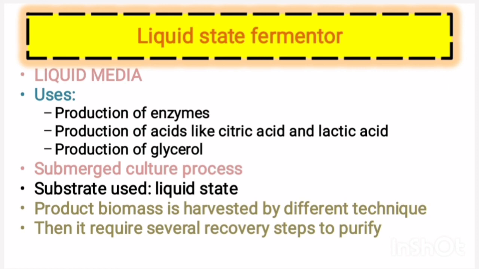Then we can harvest the product from the fermenter by using different techniques. Then after the harvesting process, we can treat the product with different chemicals or other treatment like centrifugation, filtration, etc. So this is about liquid state fermentation process or the liquid state fermenter.